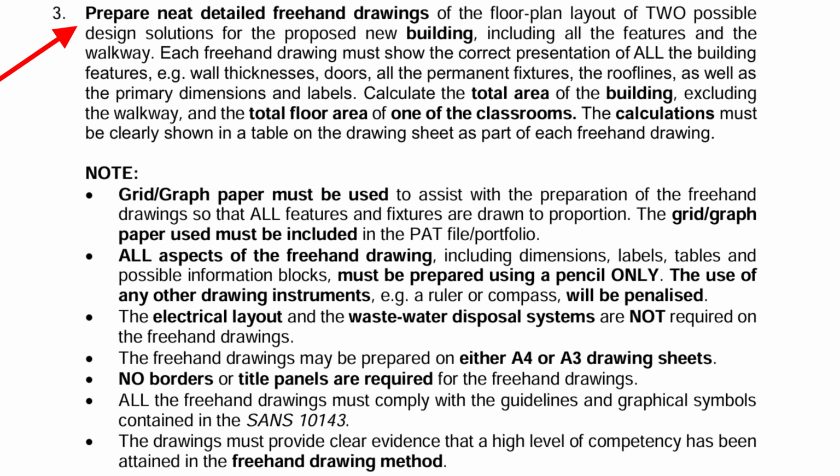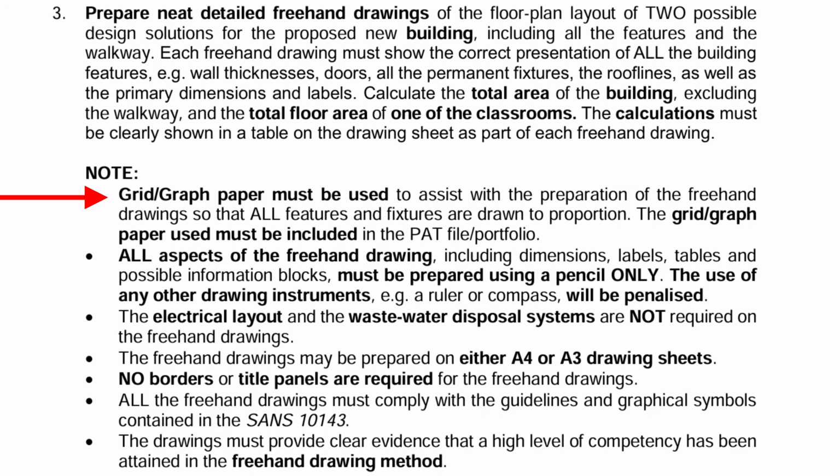dimensions and labels. Calculate the total area of the building, excluding the walkway, and the total floor area of one of the classrooms. The calculations must be clearly shown in a table on the drawing sheet as part of each freehand drawing. Now take note of the following.